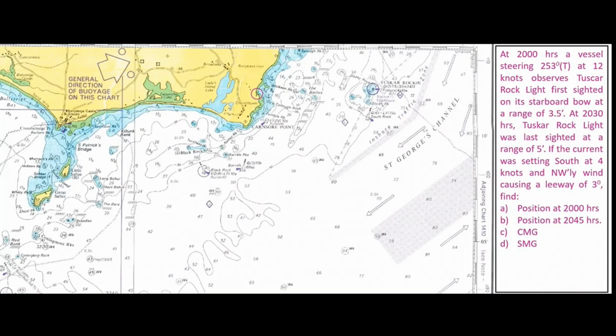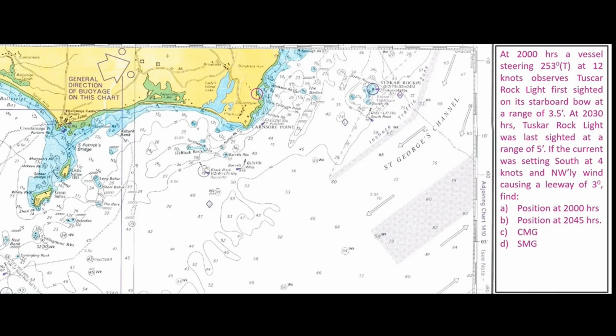Now, in this case, we have two position circles. One position circle at 2000 hours where Tusker Rock Light was first sighted. That means it shall be drawn with Tusker Rock Light as the center and first sighting range of 3.5 miles as radius. At 2030, we get another position circle with Tusker Rock Light as the center and the last sighting range of 5 miles as the radius. So if we want to use running fix in this, we can run up the 2000 hour position circle to 2030 and we can get the positions and the required information.